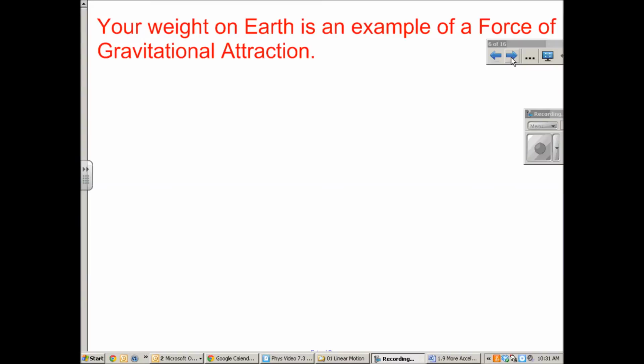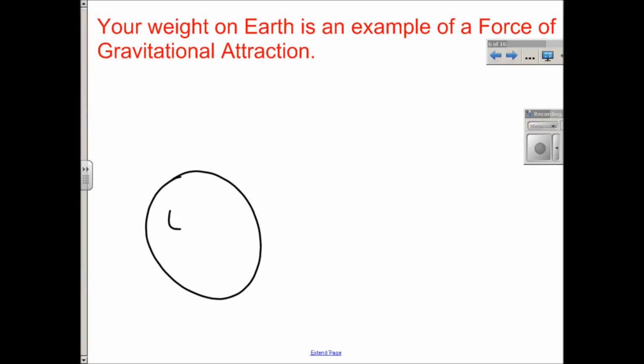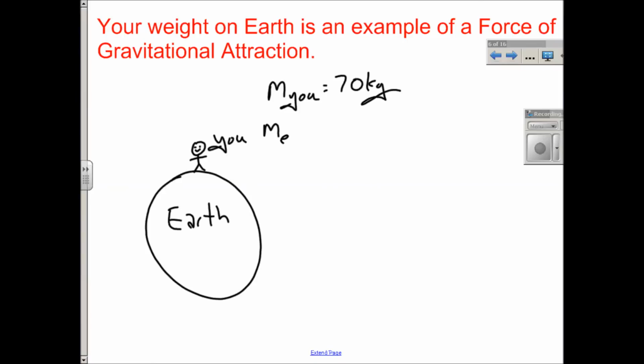Your weight on Earth is an example of the force of gravitational attraction. Check it out. Here's the Earth, and here's you. If you wanted to find the force of gravitational attraction, you would need to know your mass, which for the sake of argument will be 70 kilograms. You would need to know the mass of the Earth, which I happen to know. How they measured this is actually fairly complicated, and if you want to know, you can come in early or stay after school one day. But the mass of the Earth is in the ballpark of 5.98 times 10 to the 24th kilograms.